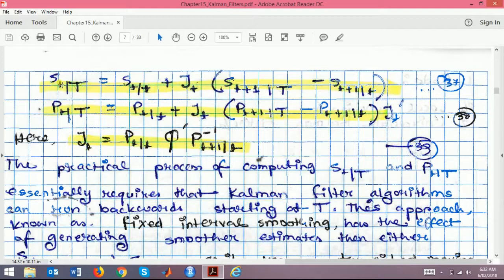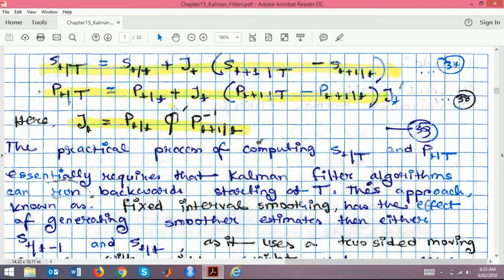S1 for the entire time period is equal to S11 plus J, and inside the bracket you have S2 for the entire time period minus S21. P1 for the entire time period equals P11 plus J times (P2 for the entire time period minus P21) times J transpose. Well, J equals P11 phi transpose divided by P21 transpose. So this is a bit complicated. Let me revise it one or two more times.